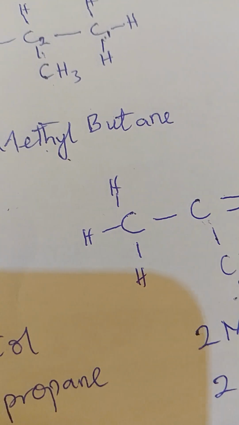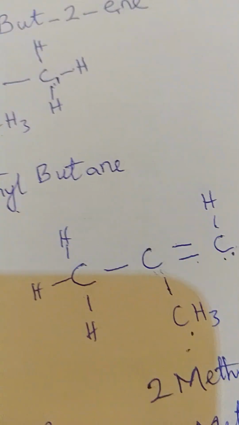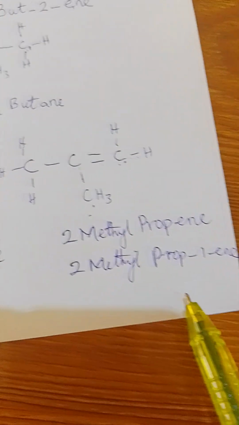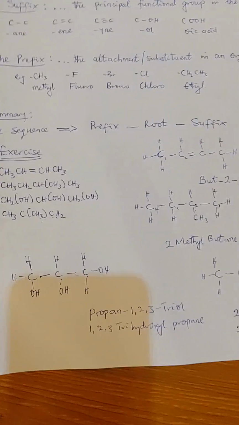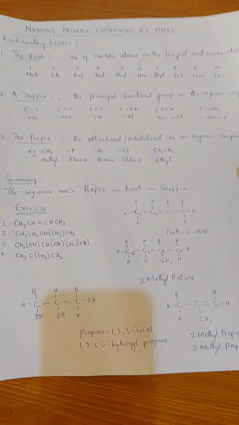Another person can say 2-methylprop-1-ene. It's still the same thing. You can have 2-methylprop-1-ene. It's still the same thing. This is the basic rudimentary knowledge of naming of organic hydrocarbons by IUPAC.